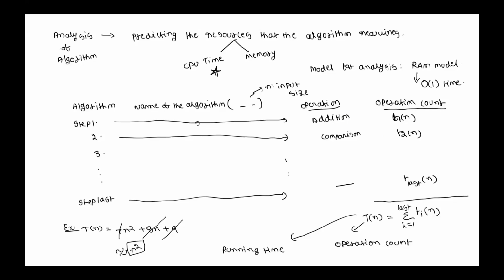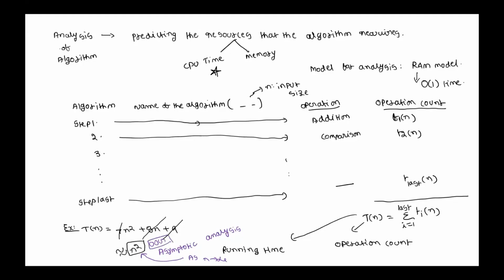No. Why? We are only interested in asymptotic analysis. We are only doing asymptotic analysis. That is, as n tends to infinity, what is the value? As n tends to infinity, that means what? In that case, what matters? Only order of growth matters.